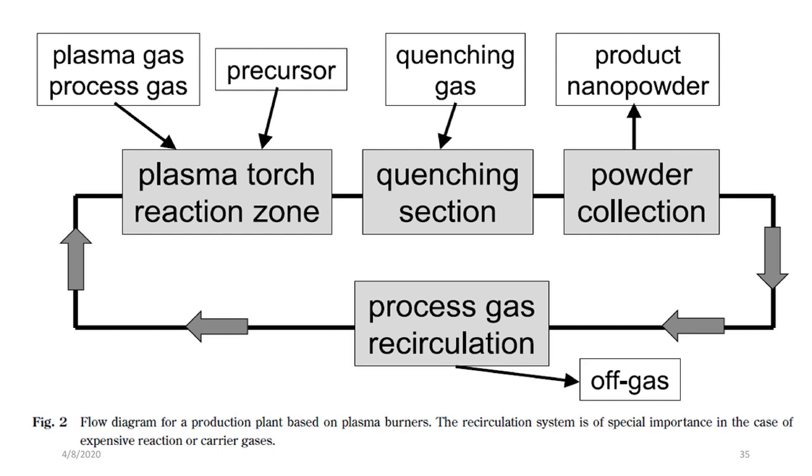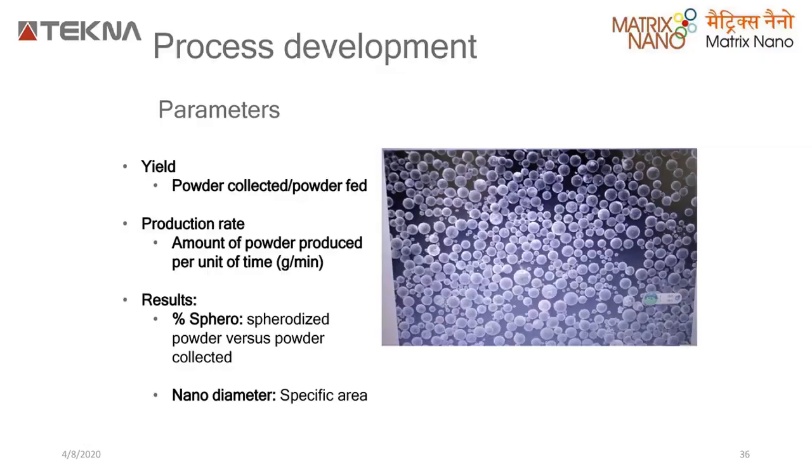To avoid the wastage and reduce your costing in the industry, what we do is we usually recirculate the gas and use it again for carrying, for quenching, and all these applications.